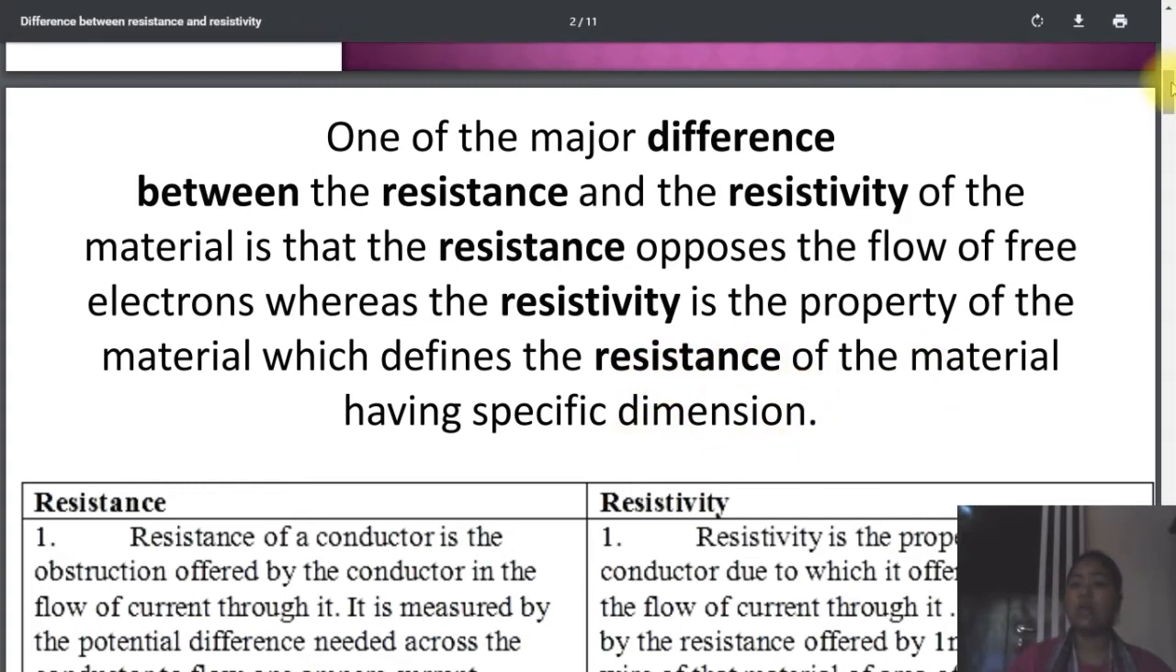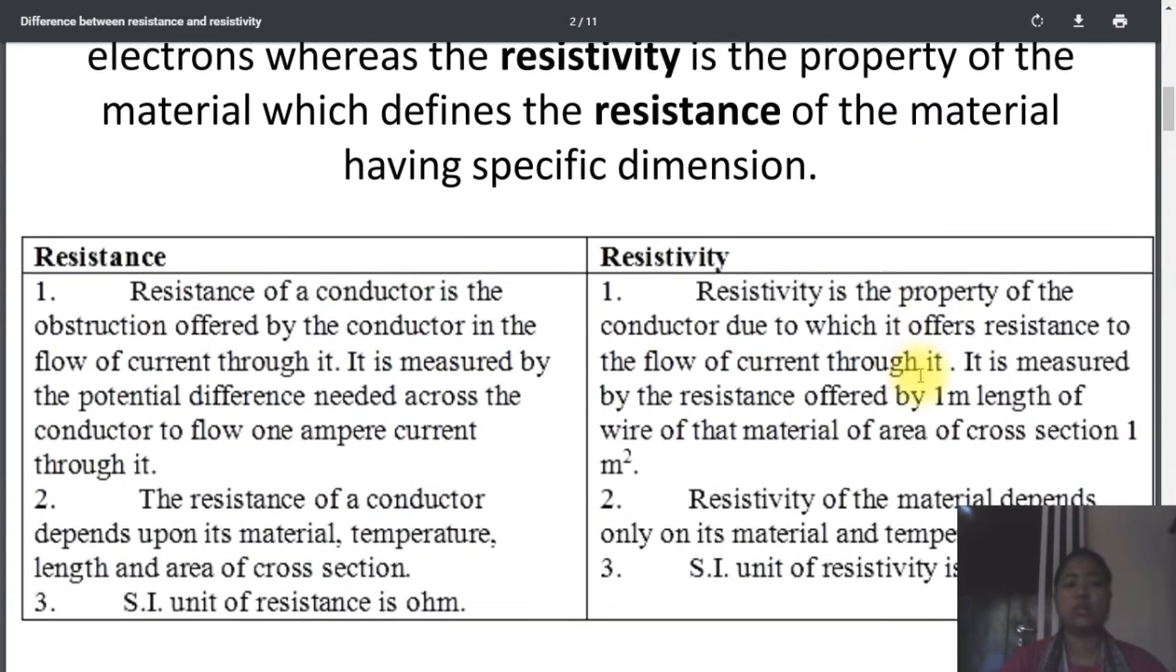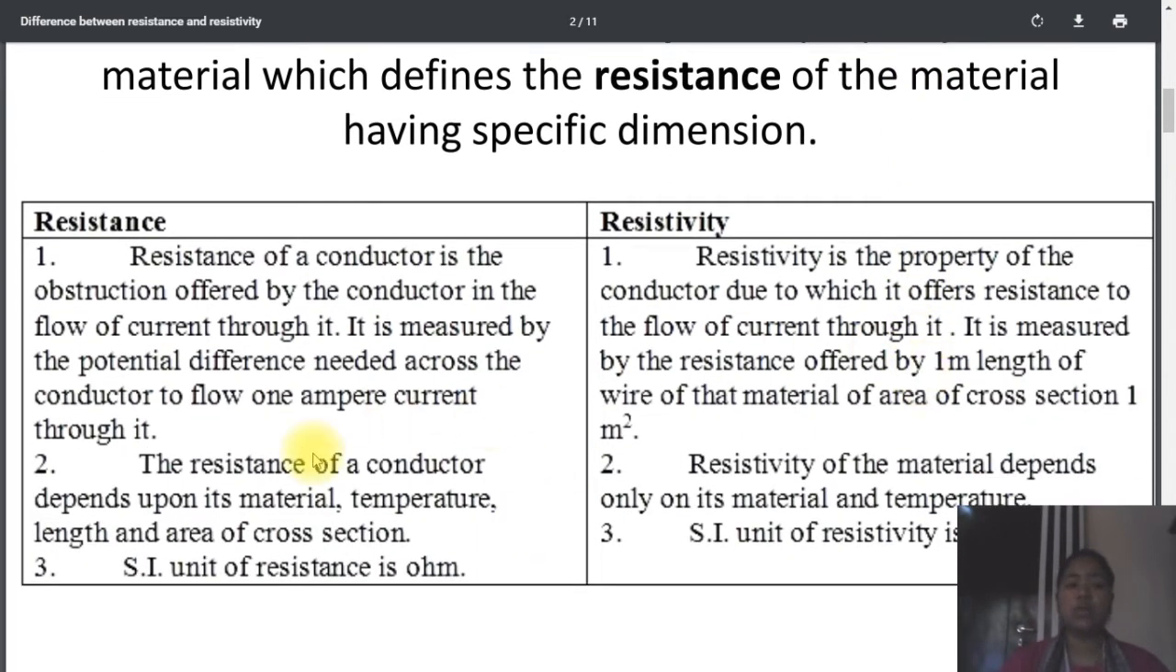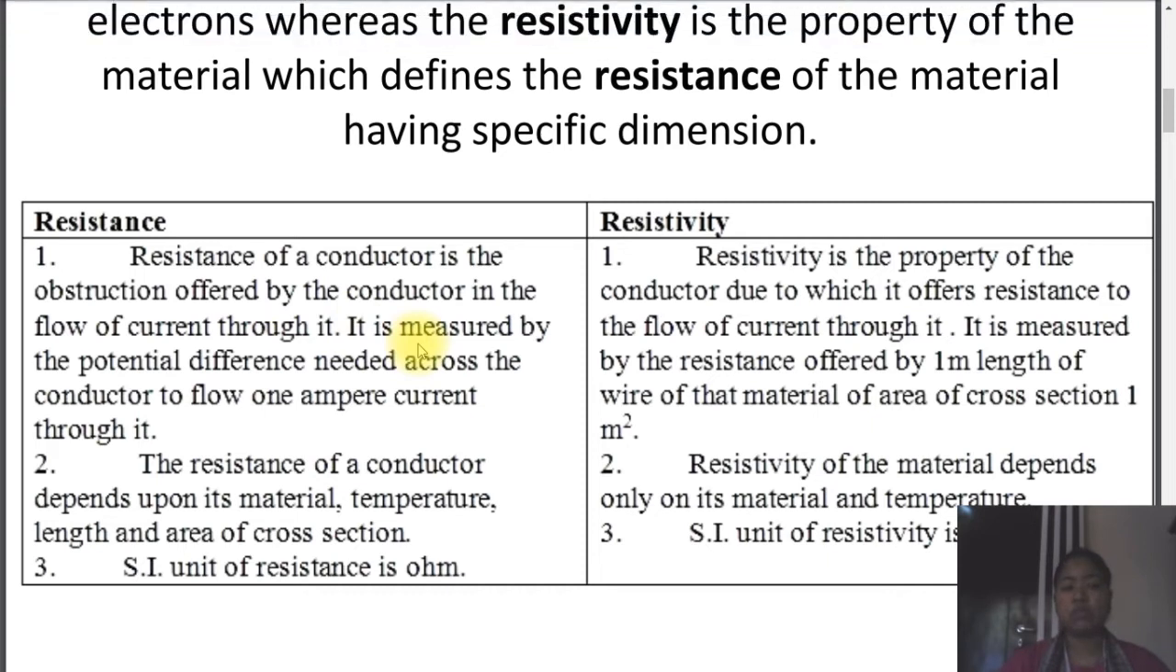Now here we have a comparison table between the resistance and the resistivity. First, resistance of the conductor is the obstruction offered by the conductor in the flow of current through it. It is measured as the potential difference needed across the conductor to flow 1 ampere current through it. Resistivity is the property of the conductor due to which it offers resistance to the flow of current through it. It is measured by the resistance offered by 1 meter length of the wire of the material of cross section area 1 meter square.